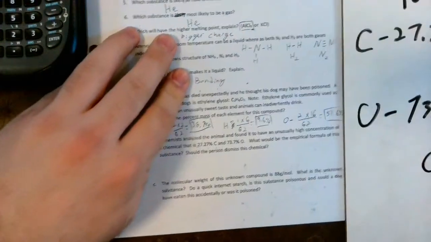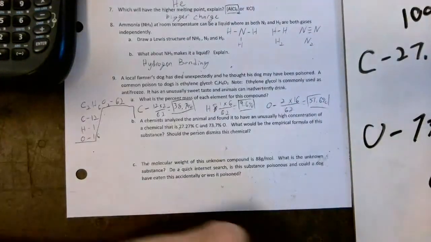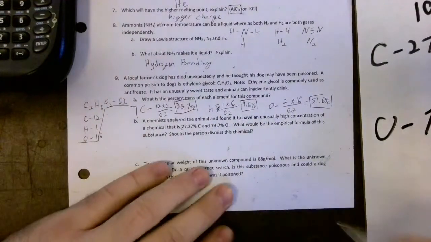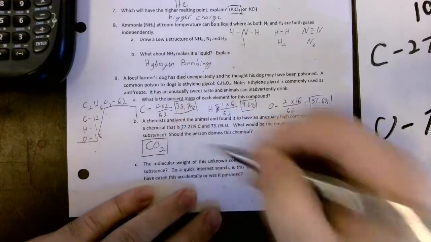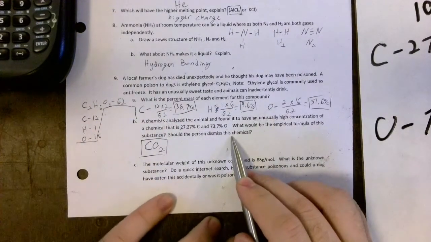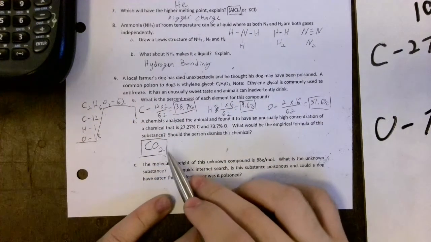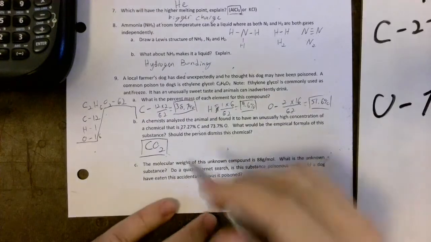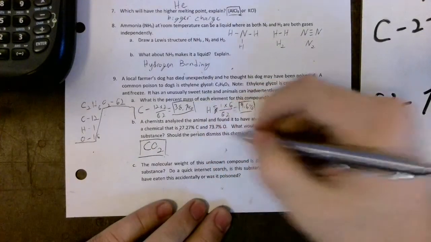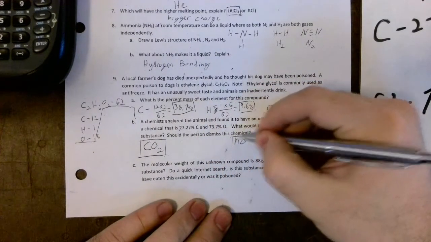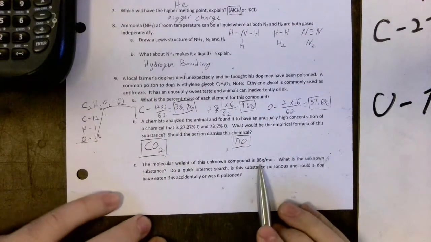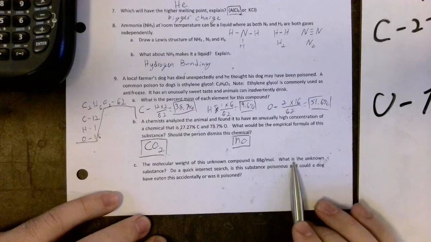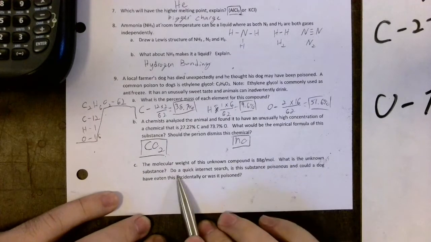So that's going to be CO2. Should the person dismiss this chemical? Well, large amounts of CO2 can cause CO2 poisoning, so no, they should not dismiss this chemical. Okay, the molecular weight of this unknown compound is 88 grams per mole. What is the unknown substance?